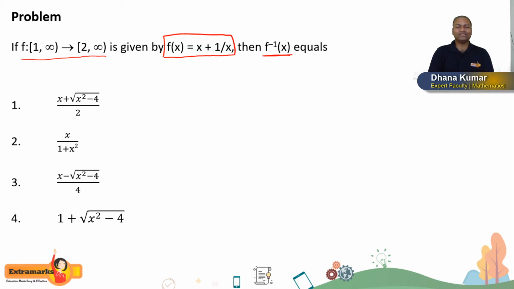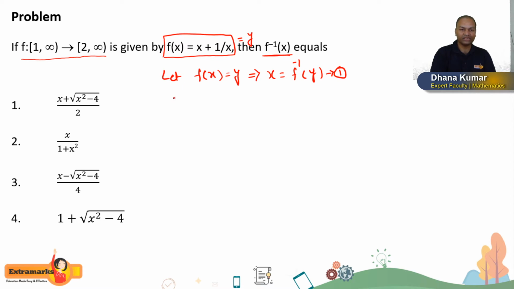Fine. Now what is the procedure for the inverse? See, let f of x is equal to y. This part I am assuming as y. Take first and last. f of x is equal to y implies x is equal to f inverse of y. Equation number 1. Next, you take these two combinations, that is x plus 1 by x is equal to y.